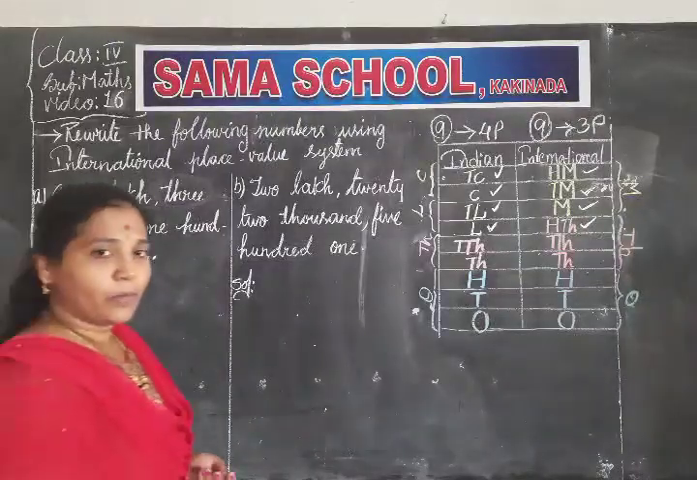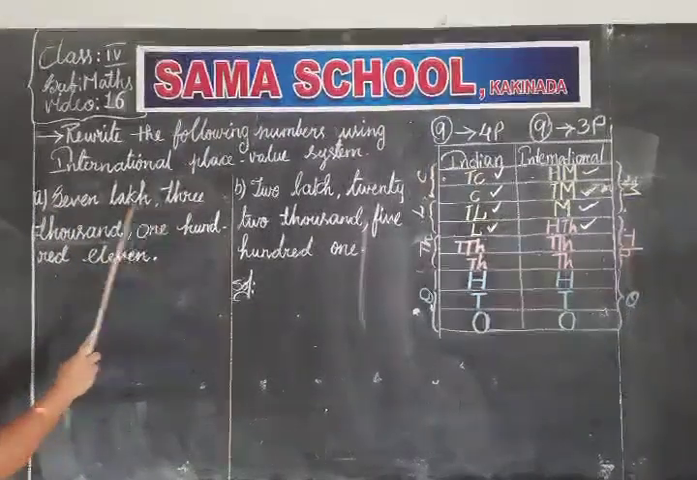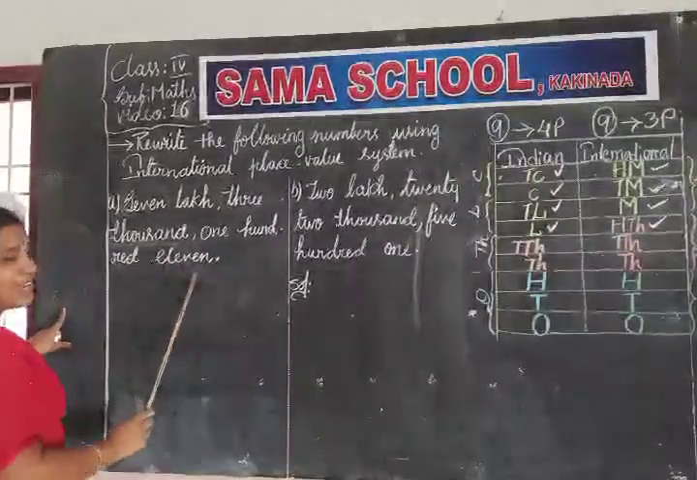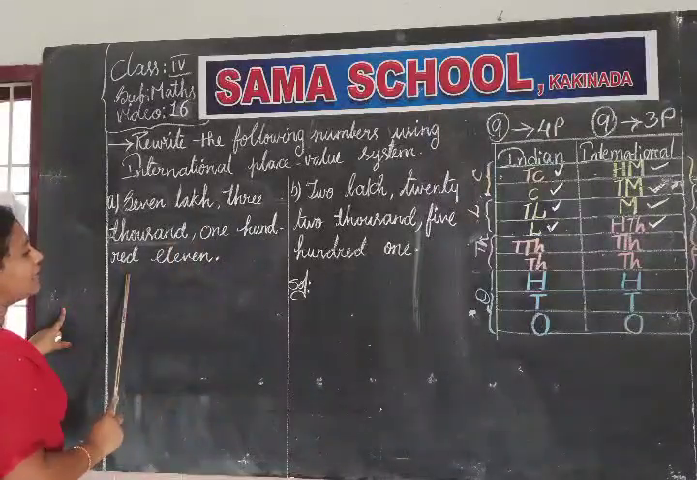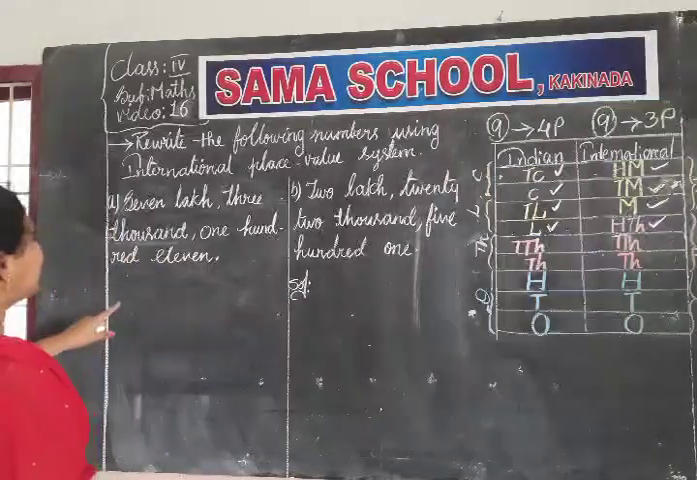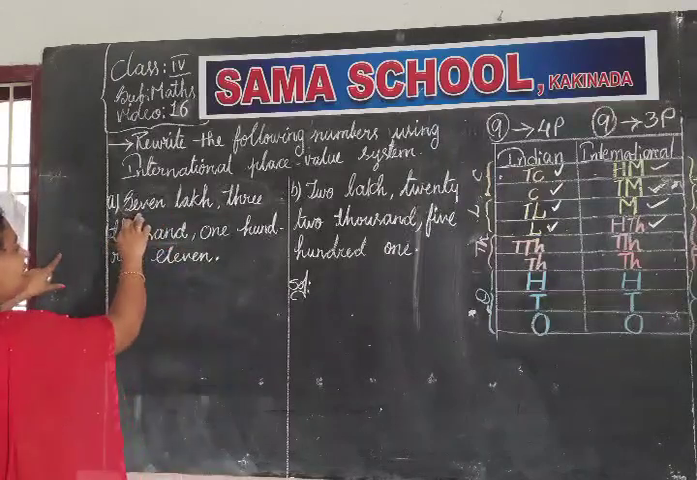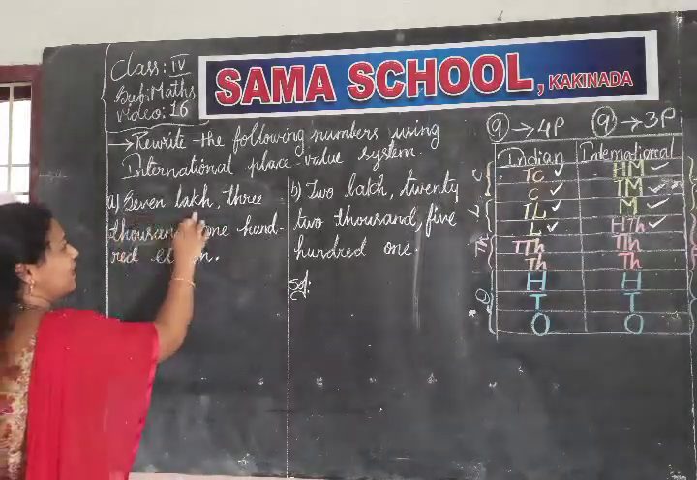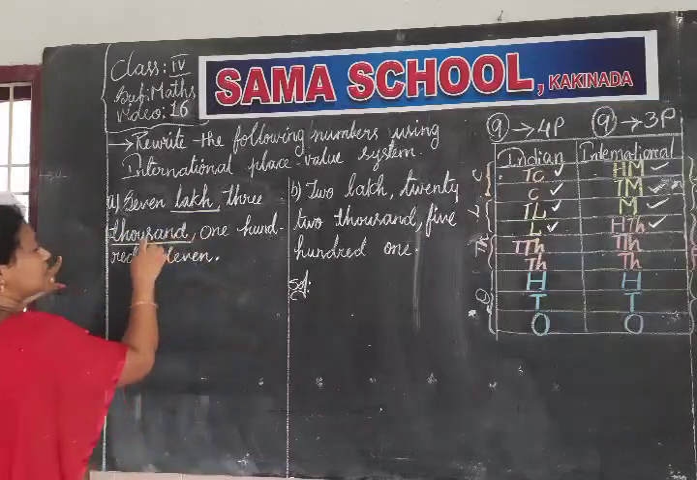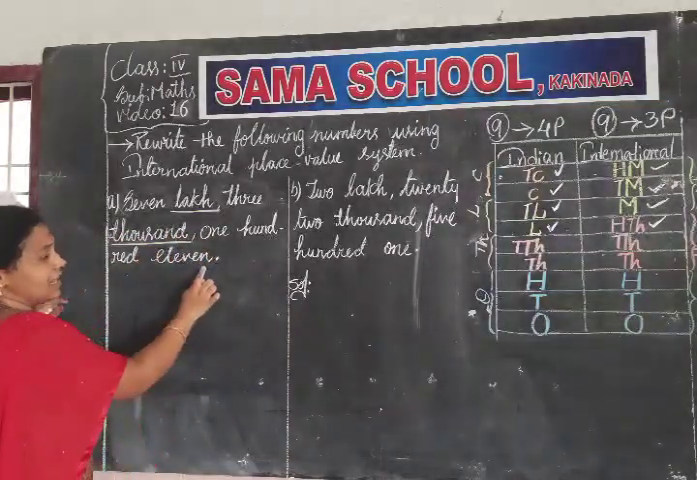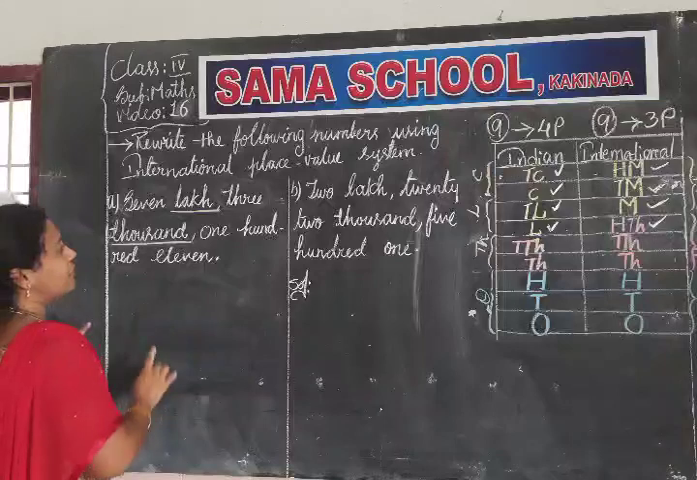Okay, everyone look at the board. Read the question. 7,03,111. Once again, read. 7,03,111. When we are writing the number, first we have to identify what are the periods in that number. 7 lakh. Yes, lakhs period. 3,000. Yes, thousand period. 111. It comes under ones period. Now you identify the periods.